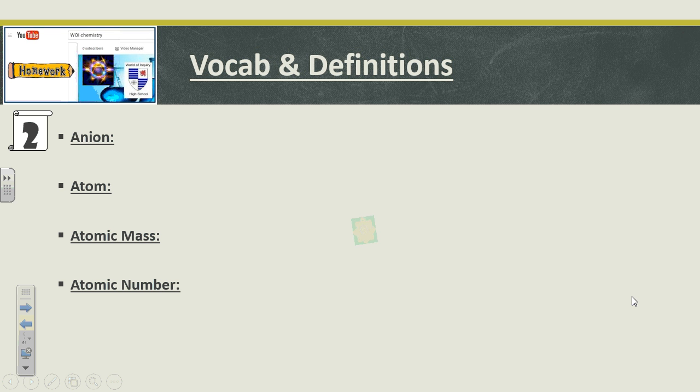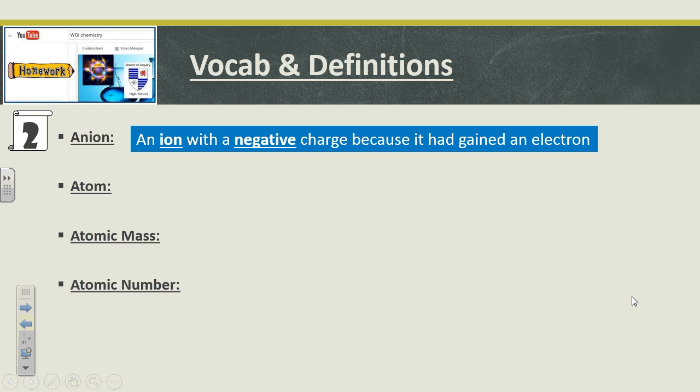And now the verbs. An anion is an ion with a negative charge because it has gained an electron. That is going to be one of the biggest hang-ups for Regents chemistry for the entire year because, mister, I added something and it got negative.